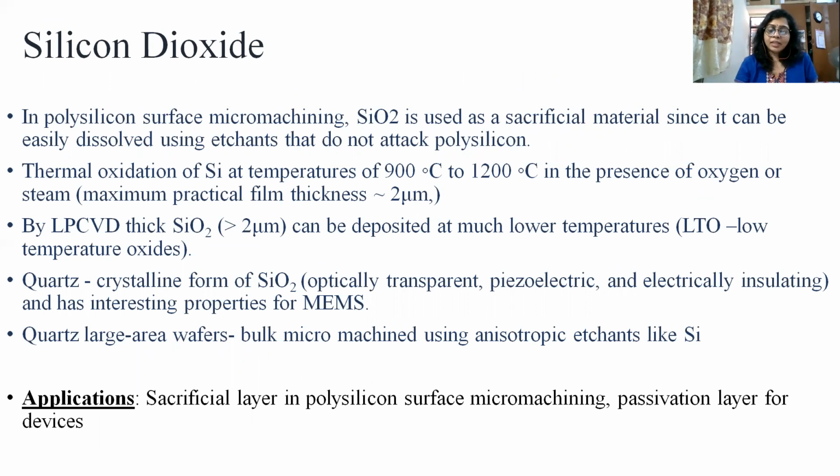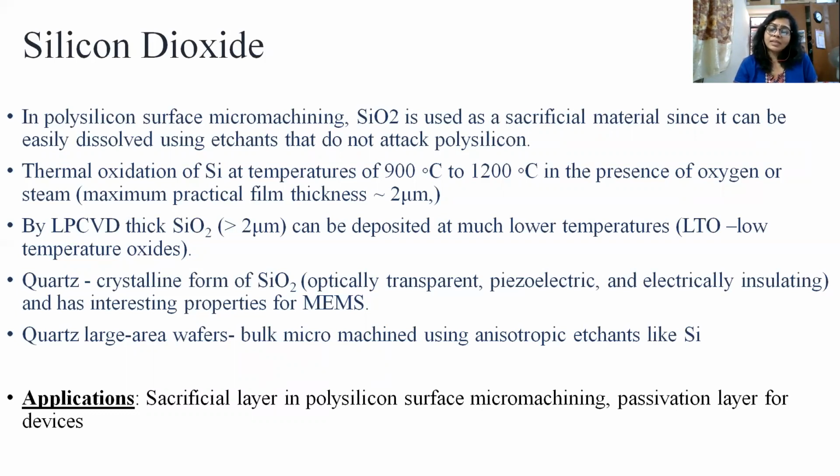Silicon dioxide. This is the main sacrificial layer that has been used extensively in MEMS devices. It is created by thermal oxidation of silicon at a temperature of 900 to 1200 degrees Celsius in the presence of oxygen or steam. This will create an oxide film about 2 micrometers thick on the surface. For thickness of more than 2 micrometers, the low pressure CVD technique is used.